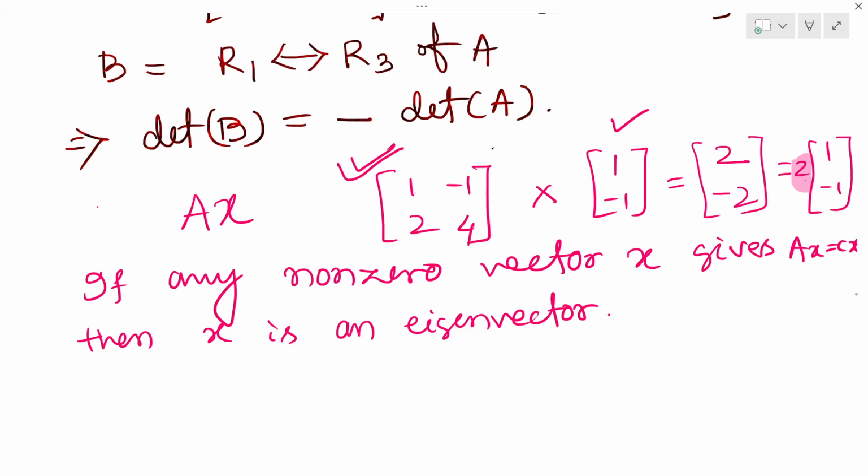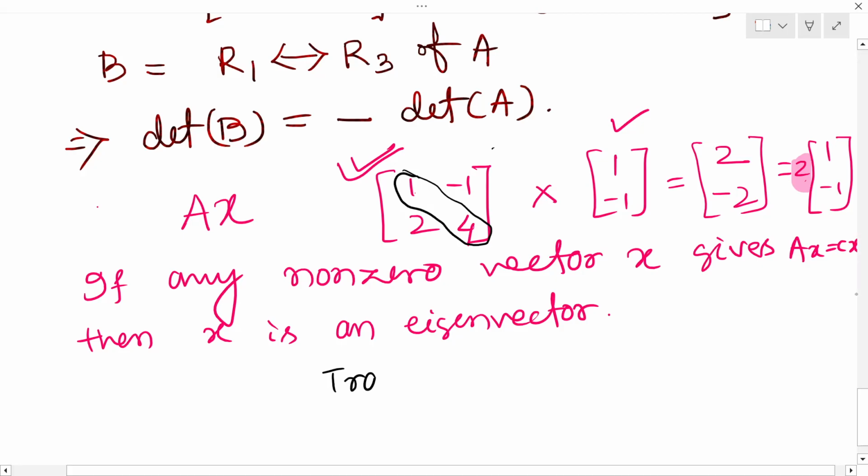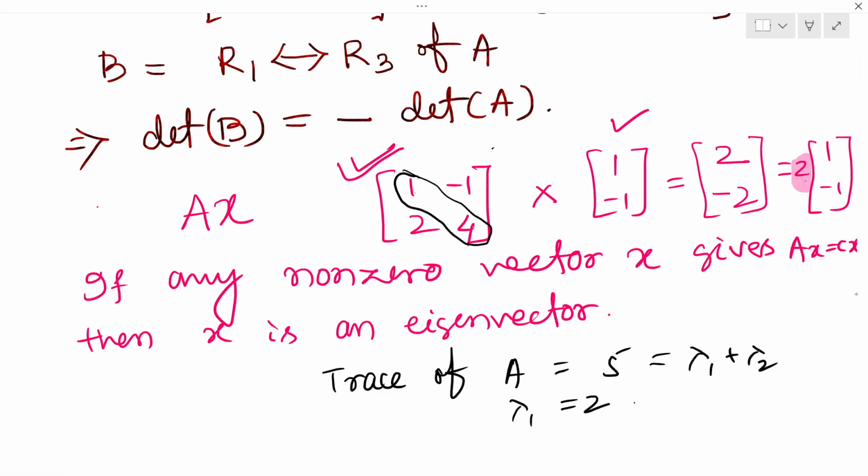Ma'am, we can apply the property of eigenvalues. Yes, apply the property and tell me what it will be. Ma'am, adding the principal diagonal, 3... yes. The trace of the matrix is the sum of the eigenvalues. So trace of A is equal to 5 and lambda 1 is equal to 2. This is equal to lambda 1 plus lambda 2. So lambda 2 is 5 minus 2, that is 3.